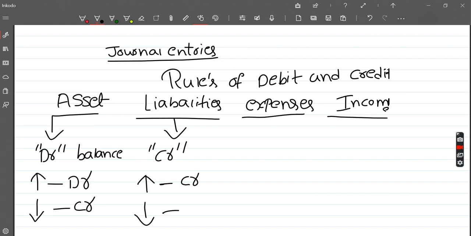For expenses, it's simple. There is no increase or decrease. Expenses normally show debit balance, and income normally shows credit balance. Right? So, based on these rules, we'll pass some general entries now.